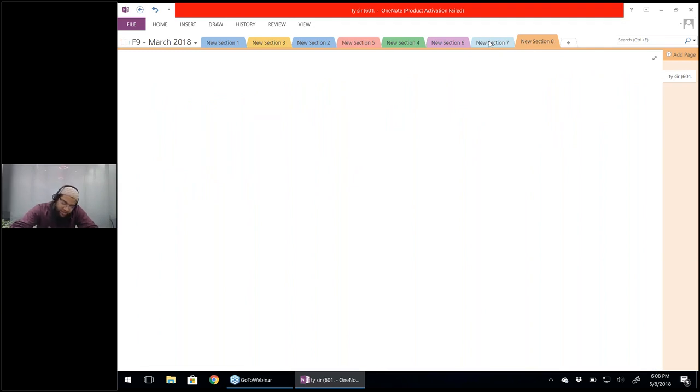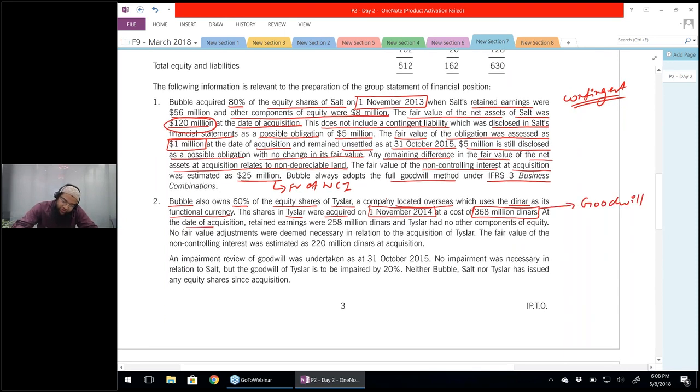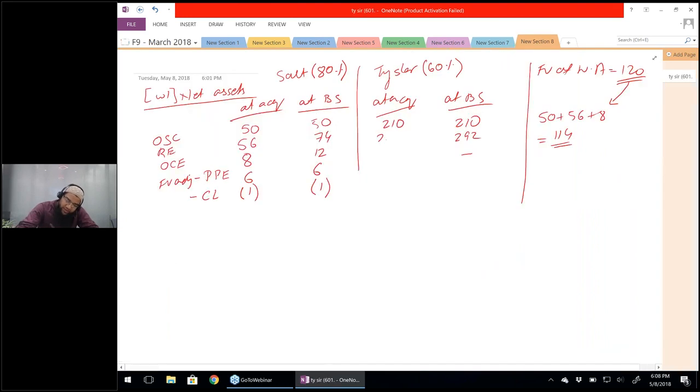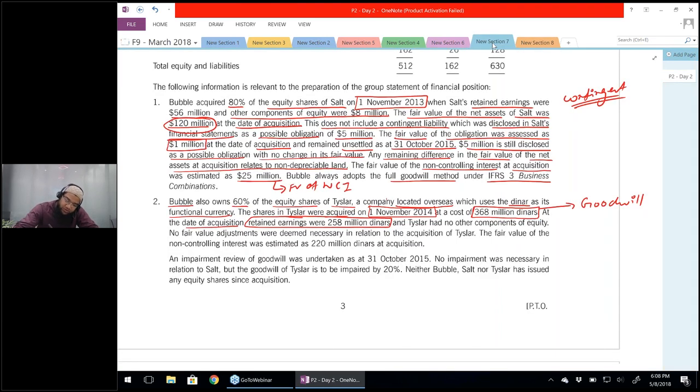Which uses dinars as its functional currency. The shares in T were acquired on 1st November 2014, 1 year ago, at a cost of 368 million dinars. So we will be using this while calculating the goodwill. At the date of acquisition, retained earnings were 258 million dinars. And T had no other components of equity, and the value of the other components of equity was zero.